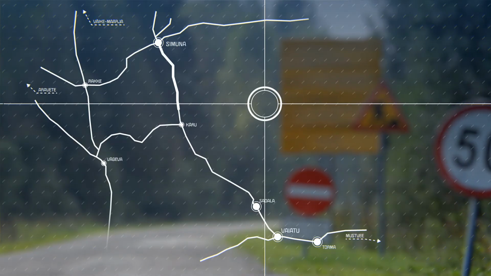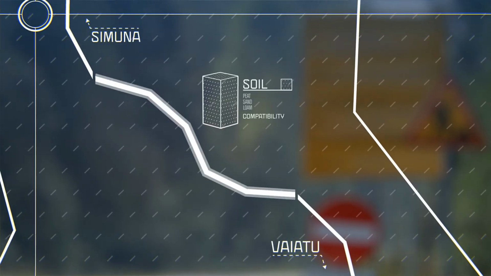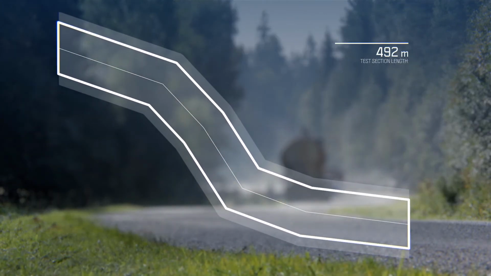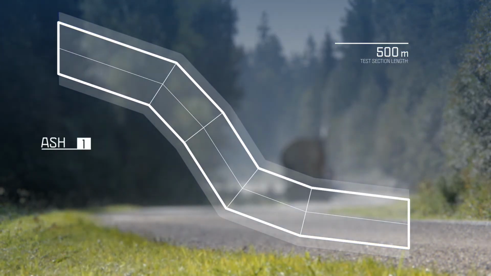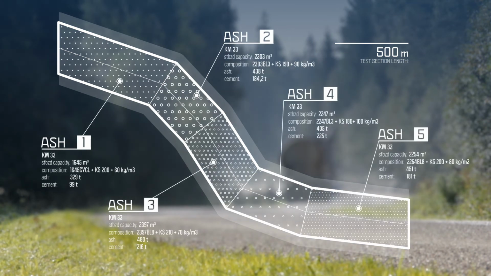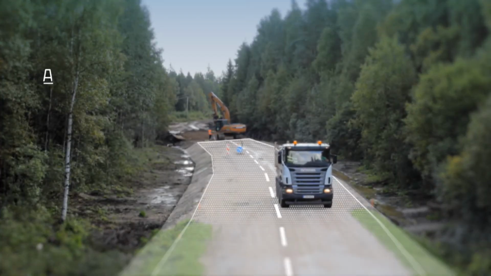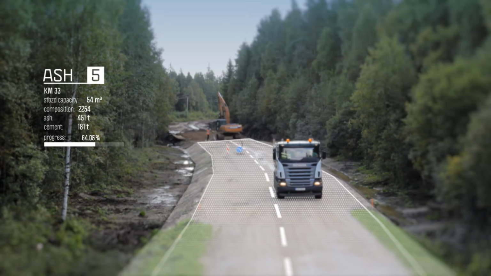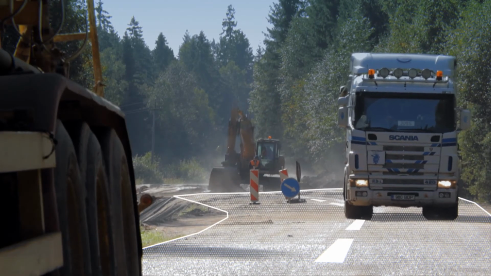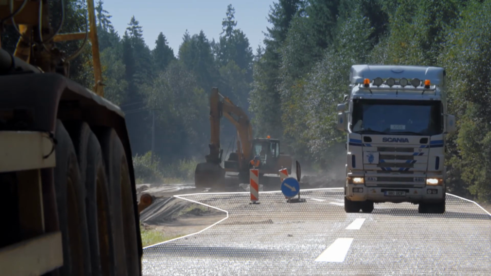In the summer of 2013, the mass stabilization works of the OSAMAT project on the Simuna-Vaetu road section were started. In the first stage of the road work, the 500-meter-long test section was divided into 5 parts. In each part, different ash types and quantities were used in order to find the best possible composition for a binding substance. In the test sections, different quantities of cement were added to the ash. In the beginning of the work, the existing road surface was removed. After that, the subsoil was prepared for stabilization.